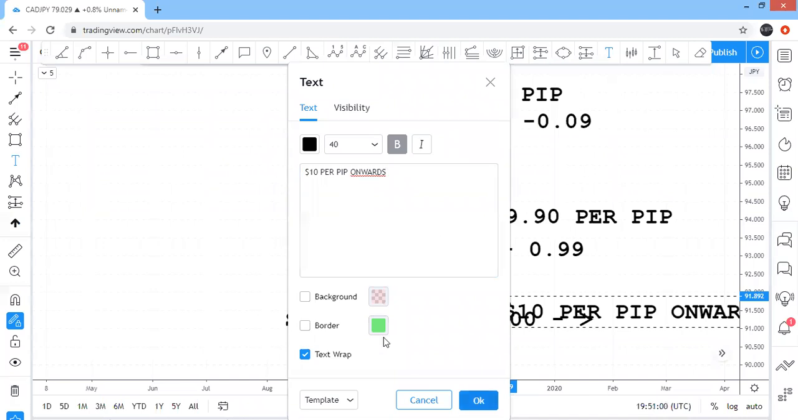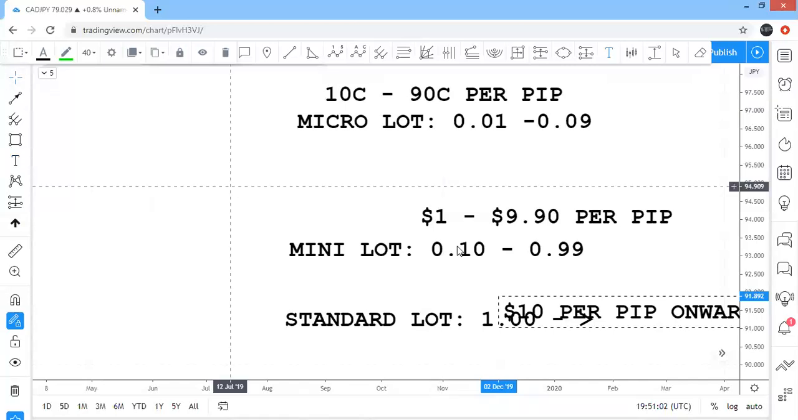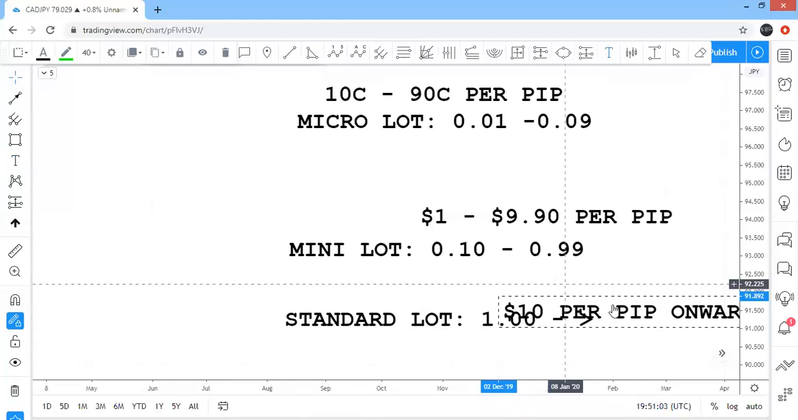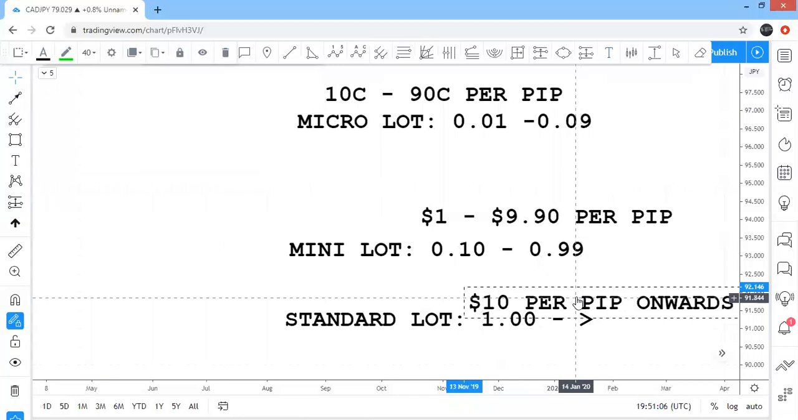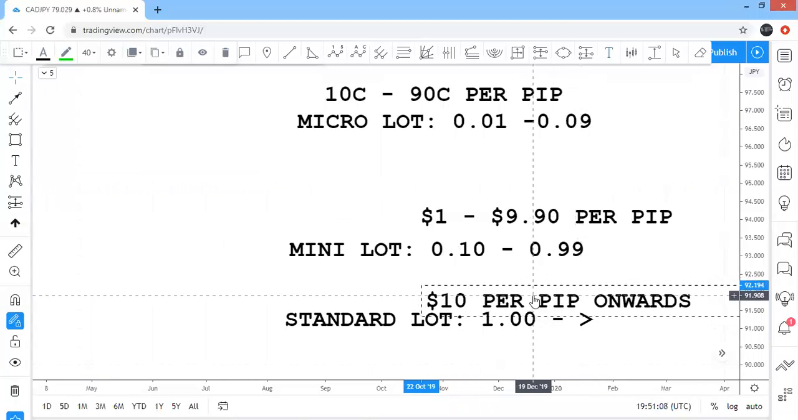All right. So this is the breakdown of how lot sizes are used in conjunction with pip counts. So you cannot say to me that, oh, I want to make $50 a day, but you're trading micro lots. It can happen, but it will be very, very difficult to do that. So what you need to do is be sensible with the lot size that you have and make sure it's in accordance with the account size that you have.